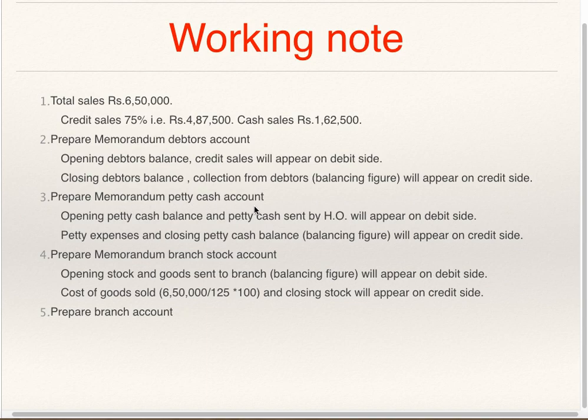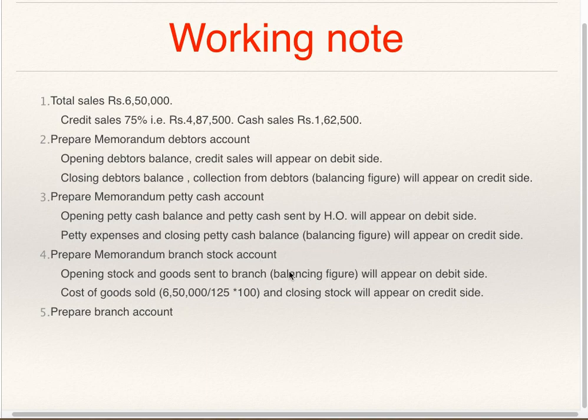Prepare memorandum petty cash account. This I have shown you. This I told you. Opening petty cash balance and petty cash sent by head office will appear on debit side. Petty expenses and closing petty cash balance, this is your balancing figure, will appear on credit side. Prepare memorandum branch stock account. Opening stock and goods sent to branch will appear on the debit side. See, goods sent to branch is the balancing figure. Goods sent to branch is not given in this question. They have given you opening stock as well as closing stock.